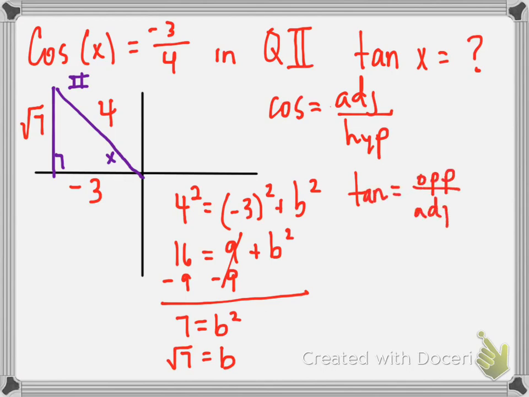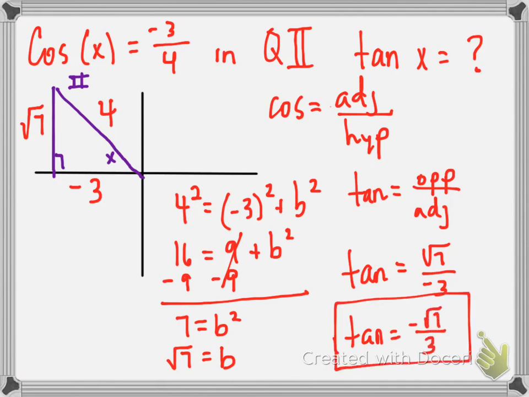Tangent is opposite over adjacent, so tangent would be the square root of 7 over negative 3, and just know that a negative on the bottom is going to make your answer negative. Let's go back and look at that and make sure we understand. Since you're dividing by negative 3, because we have to include the negative because it's quadrant 2, our answer is going to be negative. So just be very careful about your signs when you're dealing with the quadrants.